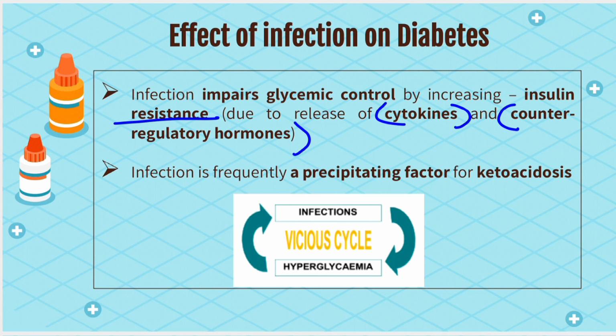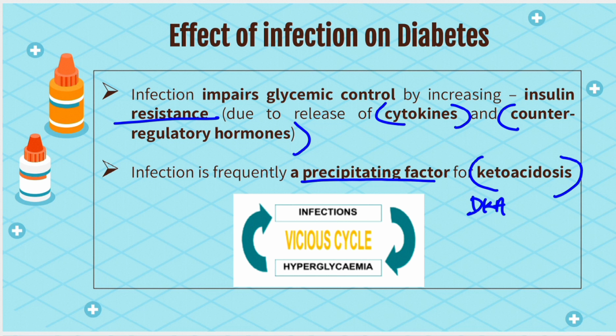This infection may be a precipitating factor for the development of a severe metabolic complication of diabetes, which is known as ketoacidosis or diabetic ketoacidosis.